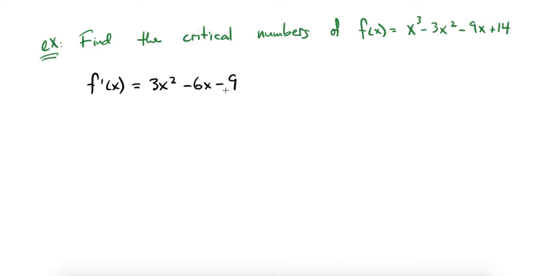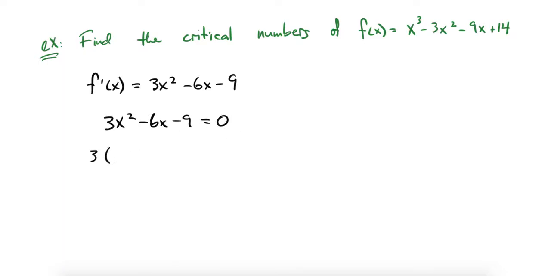Once you find the first derivative, you want to think about where it is undefined and where it is equal to 0. Well, because this is a polynomial, it's continuous on the whole real number line. It's not going to be undefined anywhere. So to find the critical numbers in this situation, we're just going to think about the places where it's equal to 0.